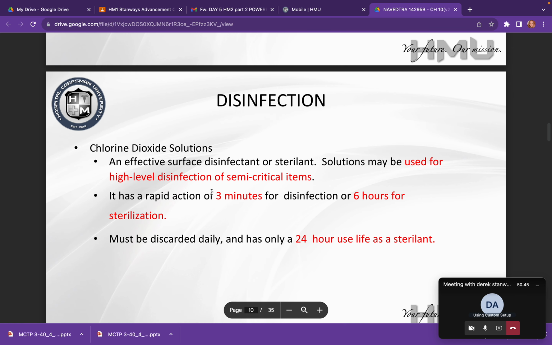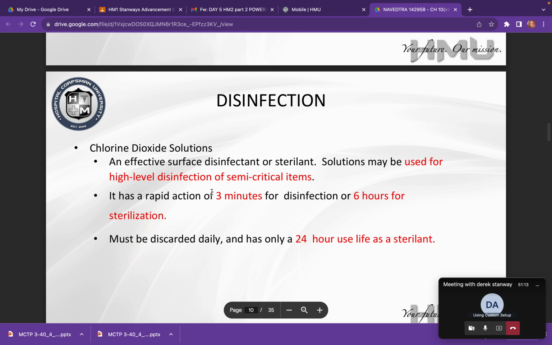Chlorine dioxide solutions are a high-level disinfection of semi-critical items. It has a rapid action of 3 minutes for disinfection or 6 hours for sterilization. So that is saying that if you use it for 3 minutes, it will qualify as a disinfectant. However, if you extend that time to 6 hours, it can qualify as a sterilization, and you can render that item sterile. It must be discarded daily and has only a 24-hour use life as a sterilant.